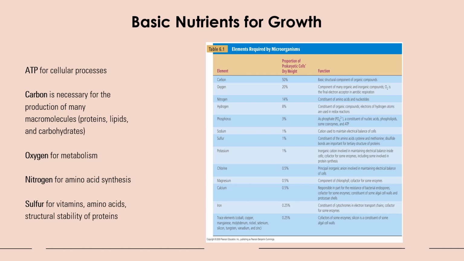These are the basic nutrients required for growth. ATP is required for cellular processes. Carbon is very much necessary for the production of any macromolecules like proteins, lipids and carbohydrates. Oxygen for metabolism. Nitrogen for amino acid synthesis. Sulfur for vitamins, amino acids, structural stability of proteins. These are the elements which are required by microorganisms generally.